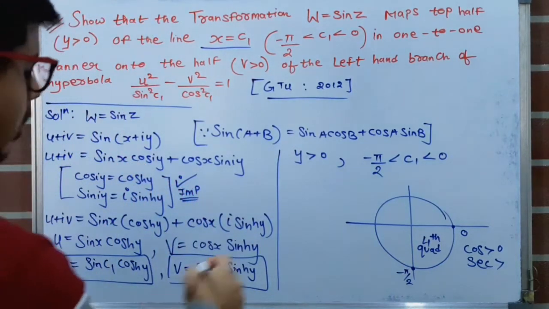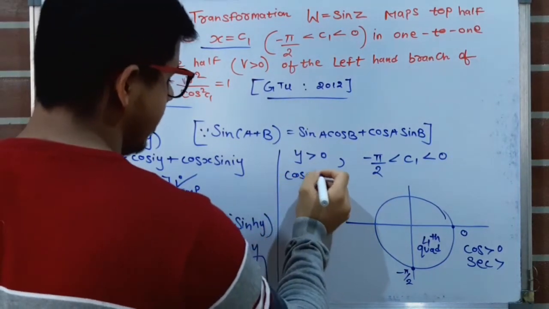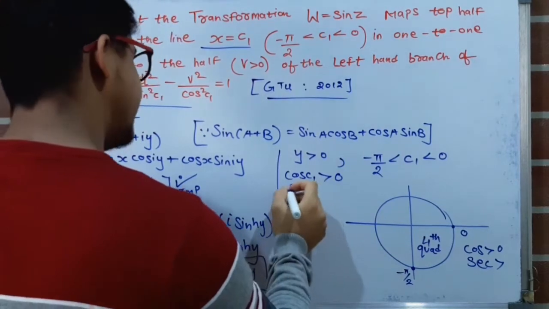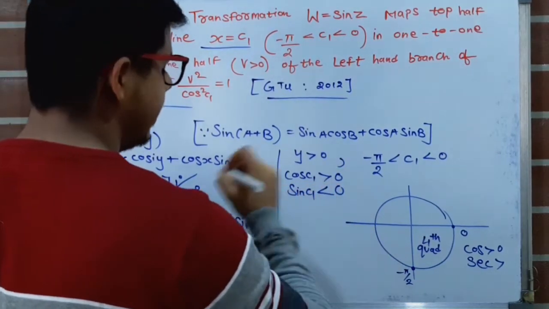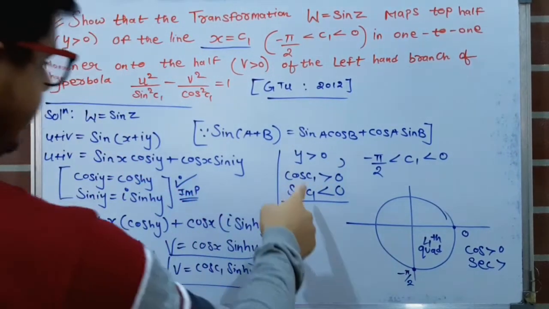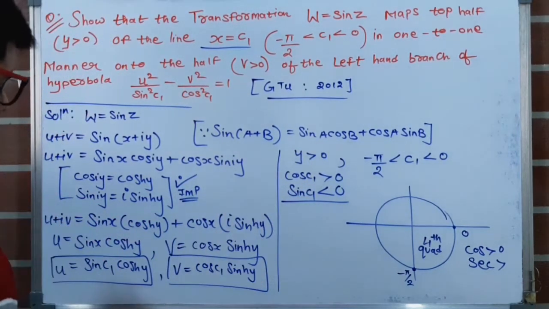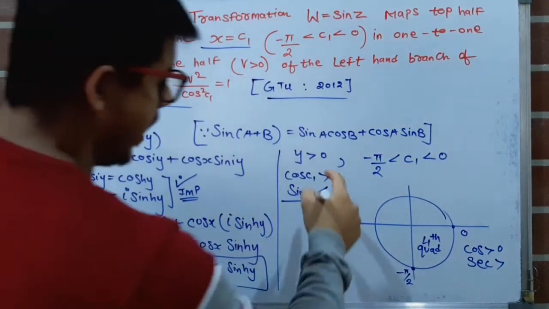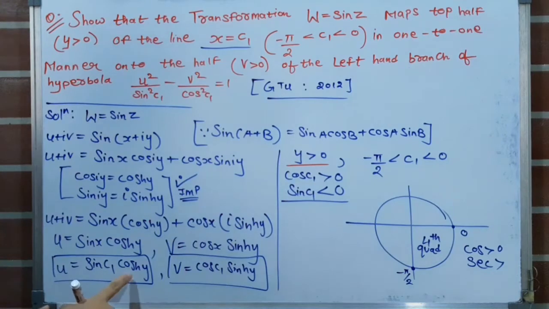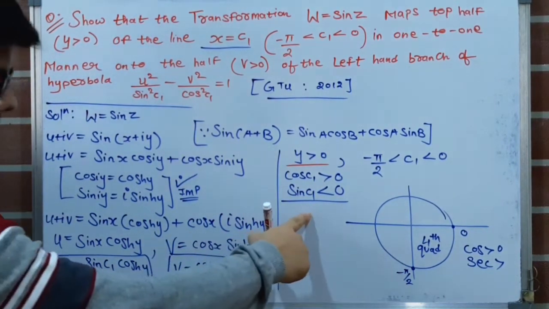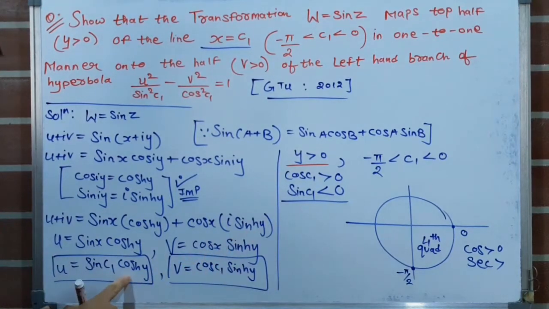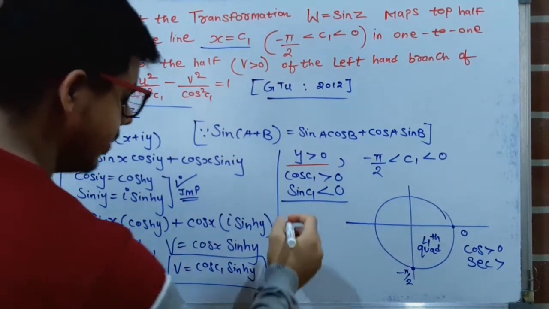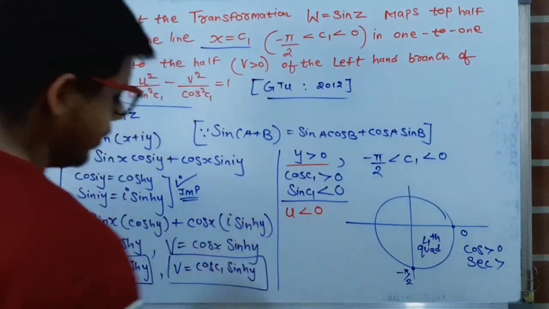So here cos of C1 will be positive and sine of C1 will be negative. Due to these conditions we will get the conditions for u and v. So u is sine C1 into cos hyperbolic y, and y is also positive, so cos hyperbolic y will be positive, but sine of C1 is negative. So negative into positive will be what? Negative. So u will be negative.